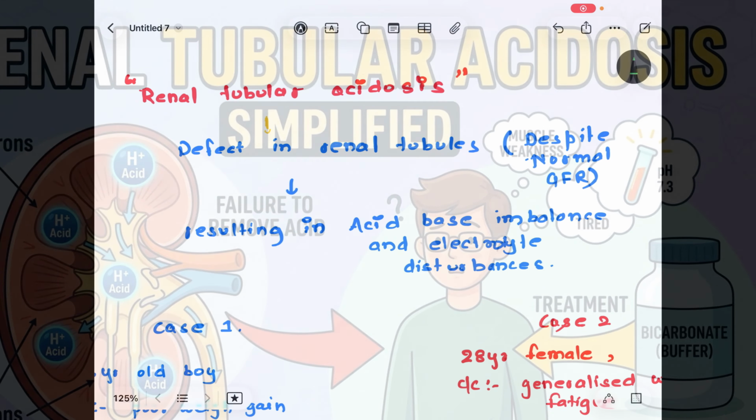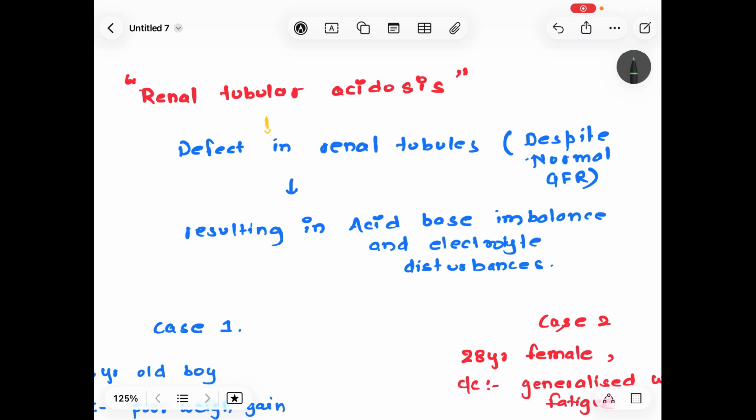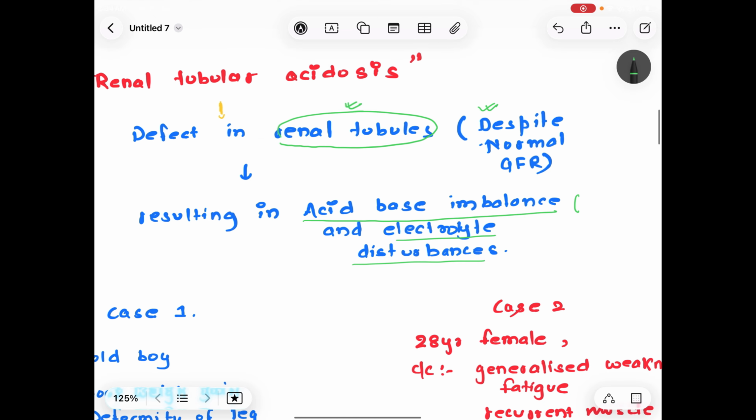Hello everyone. Our topic of today's discussion is renal tubular acidosis. So, starting with RTA, how do we define RTA? RTA is defined as a group of disorders in which there is a defect in renal tubular function, which results in acid base imbalance and electrolyte disturbances despite having normal GFR. So, in this disorder, GFR is totally normal. There is a defect in some renal tubular function which results in acid base imbalance like metabolic acidosis and electrolyte disturbances like hyperkalemia or hypokalemia.